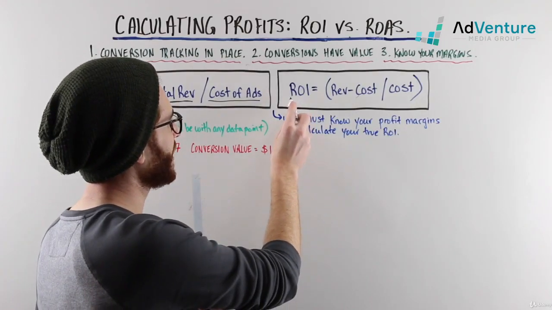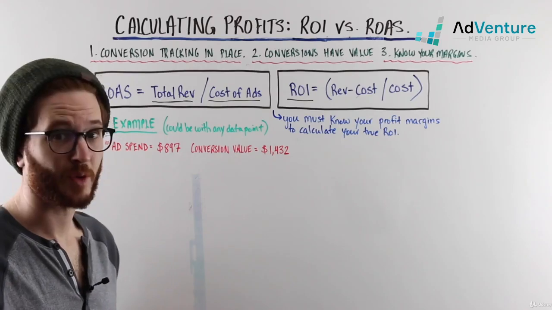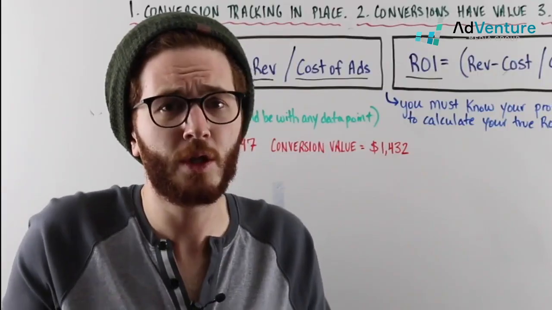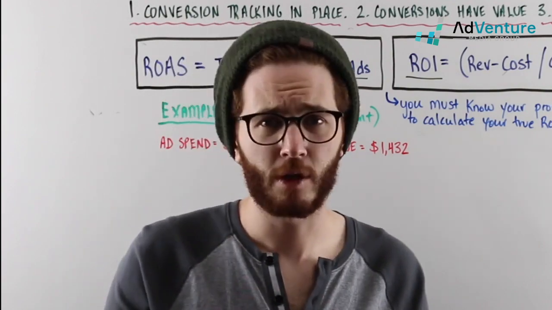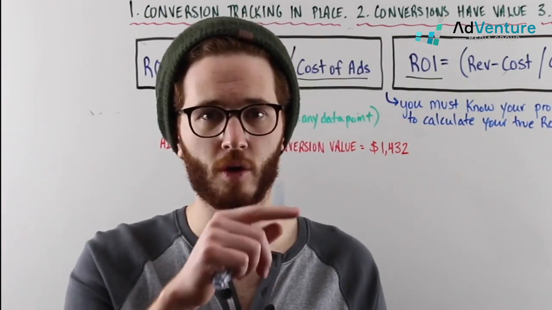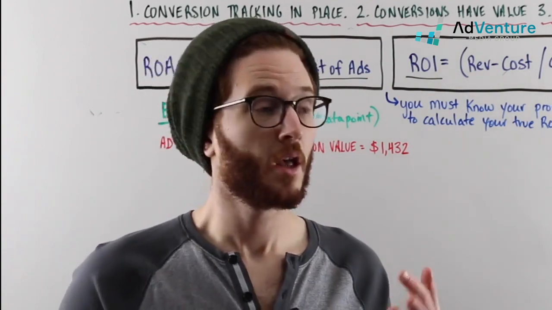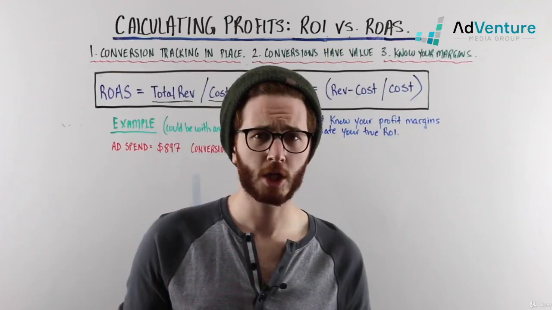ROI, which is return on investment, is a more thoughtful calculation that takes into account your company's profit margins. In order to calculate ROI, you need to know your margins. You need to have a good understanding of your business. And now, I'm not talking about your lighting bill. You don't have to necessarily calculate that from the outset, or the cost of your internet provider, or the cost of rent for your office. Those are all things which should eventually be taken into an ROI calculation.